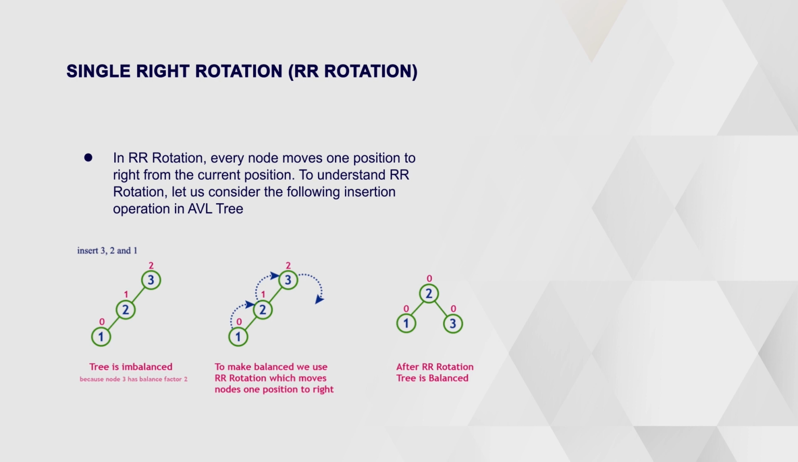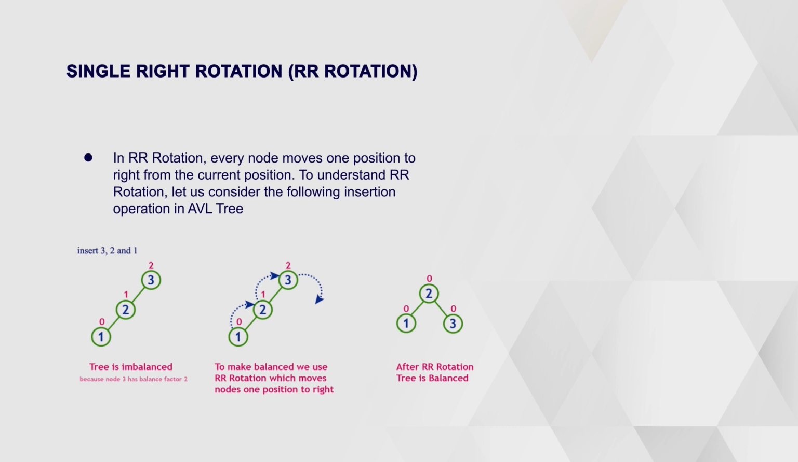1 minus 0 is 1. For the balancing factor of 3, the height of the left-hand side is 2, but the height of the right-hand side is 0. So, 2 minus 0 means the balancing factor of 3 is 2, which does not satisfy the property of AVL tree because the range should not exceed plus or minus 1. So, the tree is called an imbalanced tree, and we can go for the rotation part.